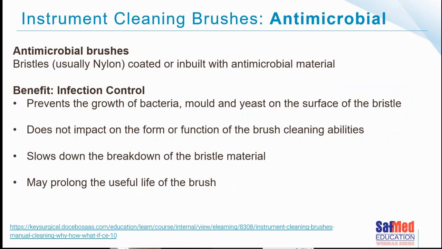Antimicrobial coatings or antimicrobial based brushes. Again, an interesting point I've not learned anything about before. Bristles, normally those of nylon, can be made to be antimicrobial. So either you can make the brush out of a material that's already been treated, or you make the brush and then you treat the bristles after the fact with antimicrobial materials. That does not impact the form or function or the brush's cleaning abilities.